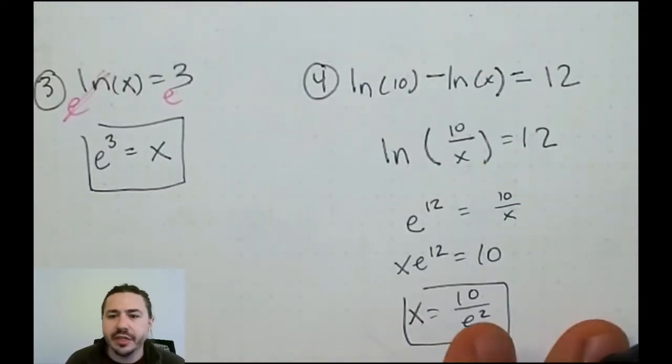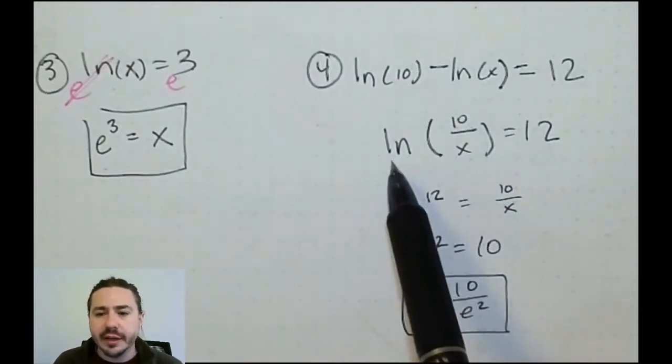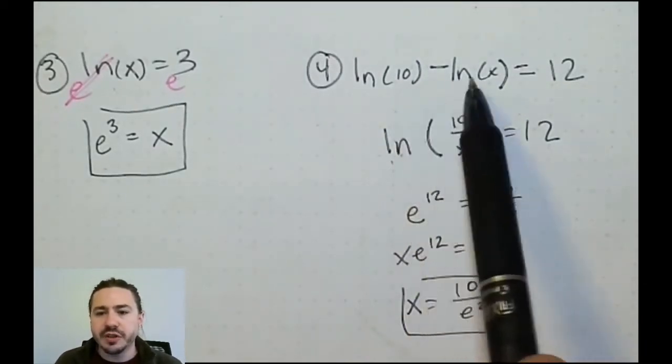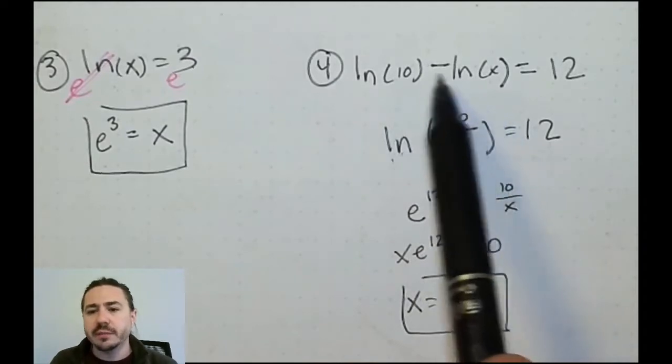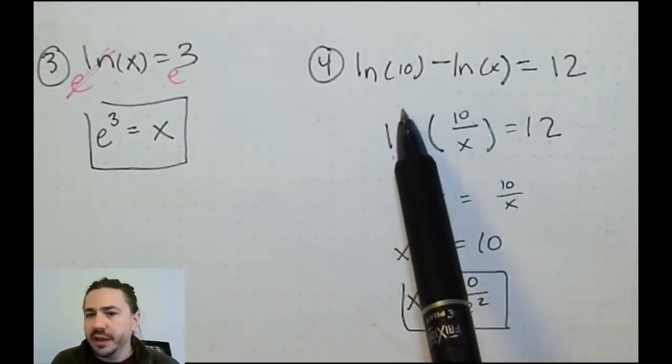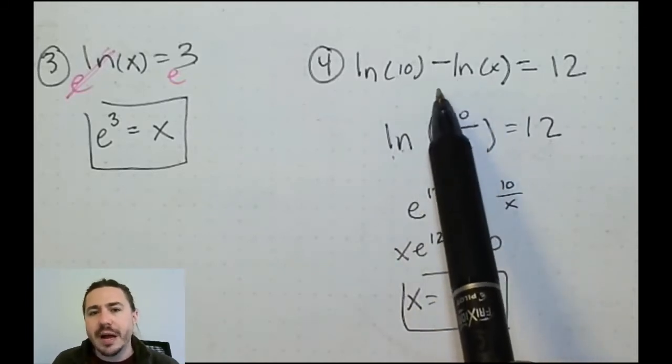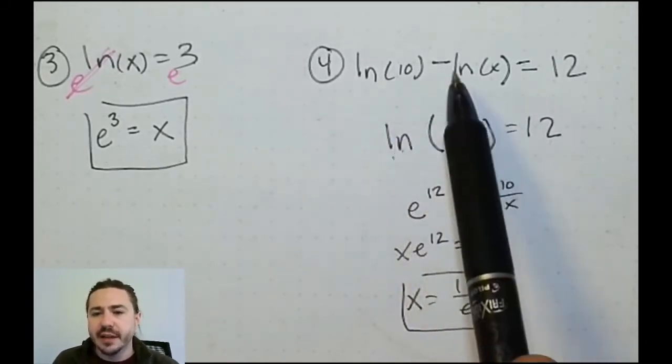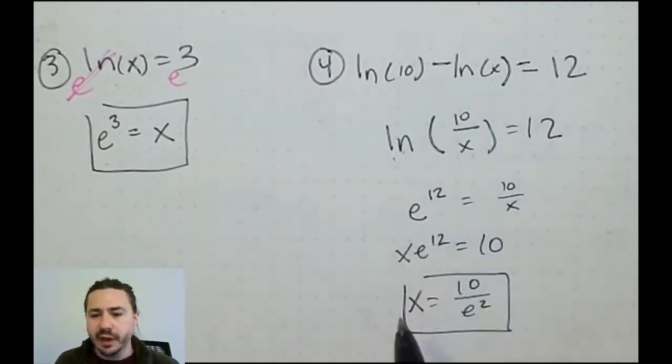So you can see this may not look like one of these problems where you just have one function on one side. You have to be a little careful here because it looks like we've got two, but you may, in several cases, have to use the properties we learned last class to combine your logarithms to be able to solve it.